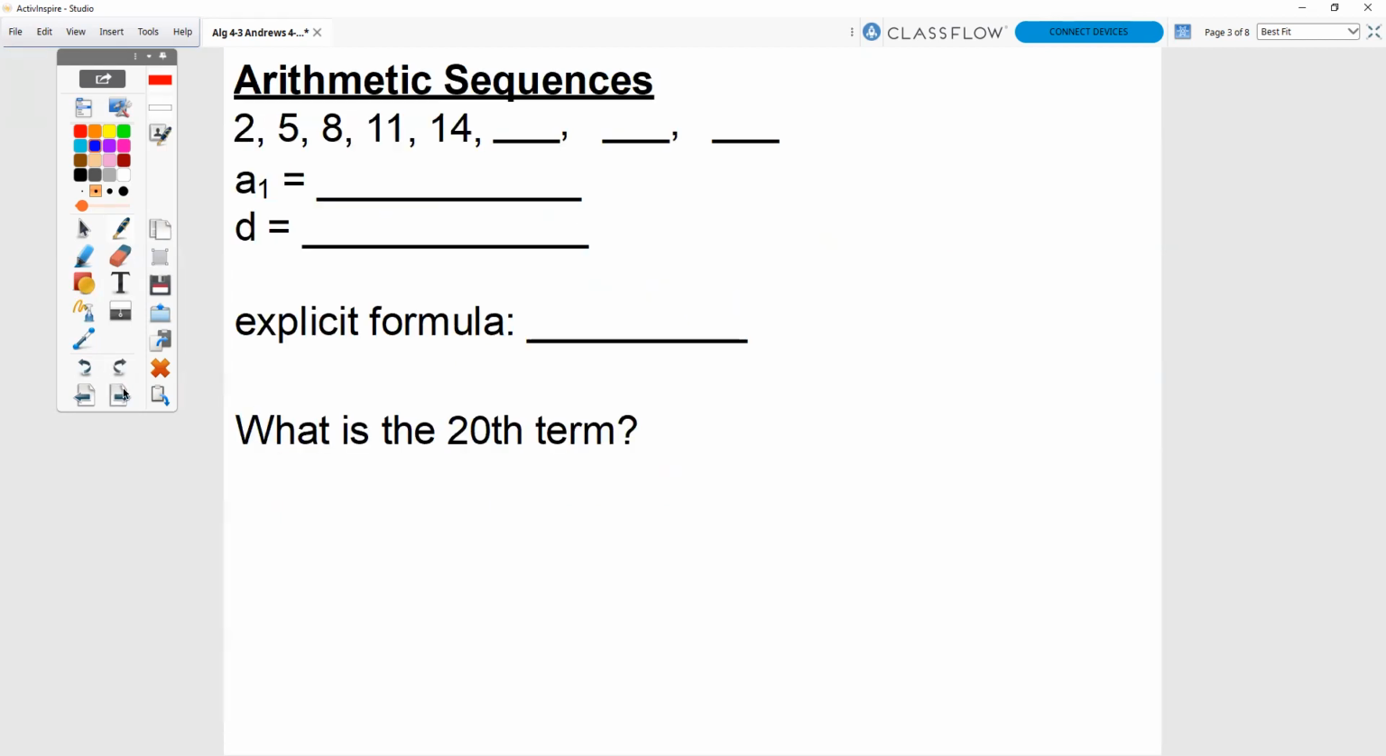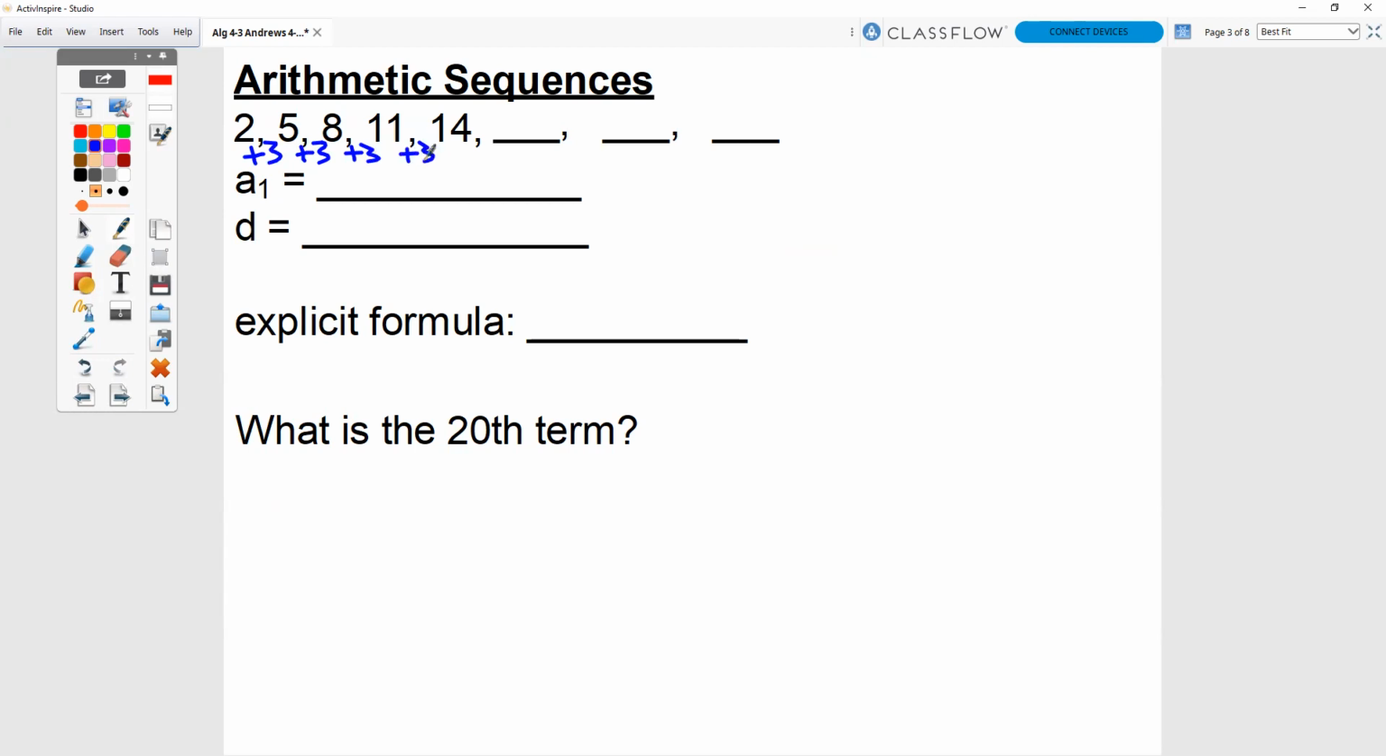Let's take a look at the first arithmetic sequence. We have 2, 5, 8, 11, 14. When you take a look at the sequence, you want to figure out what's happening each time. How do we get from 2 to 5 to 8 to 11 to 14? I know that we're just adding by 3 each time. 2 plus 3 is 5, 5 plus 3 is 8, 8 plus 3 is 11, 11 plus 3 is 14.